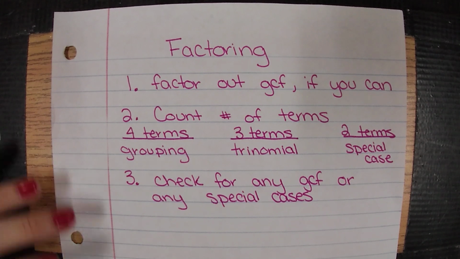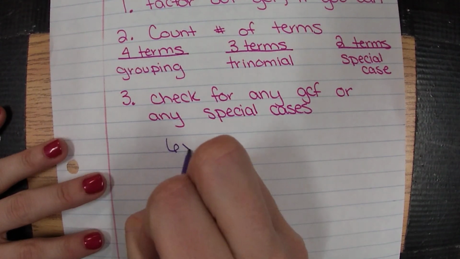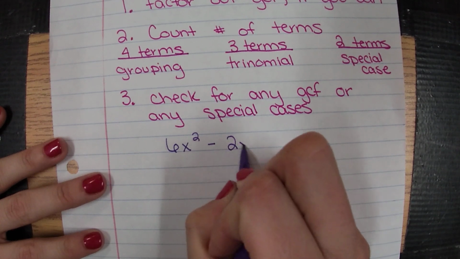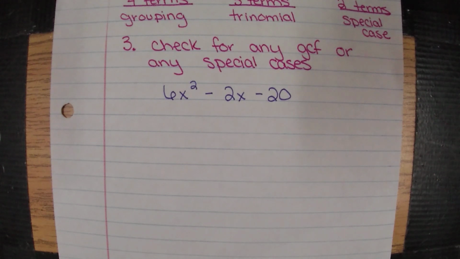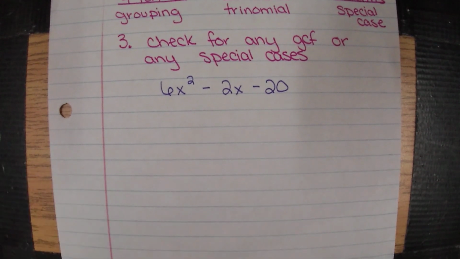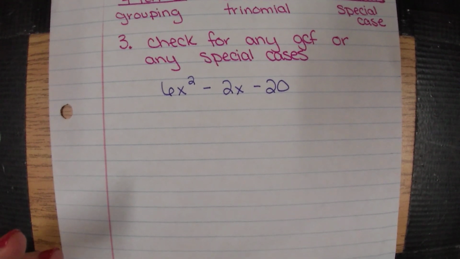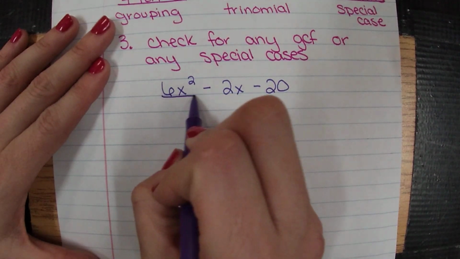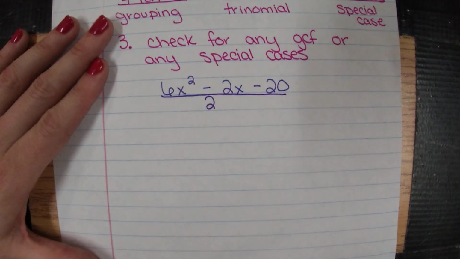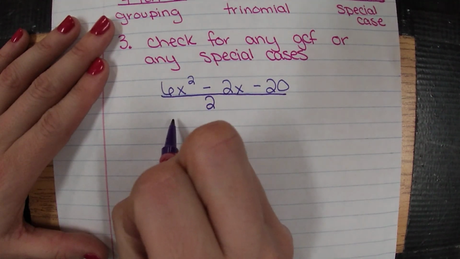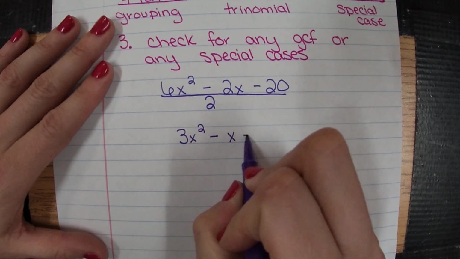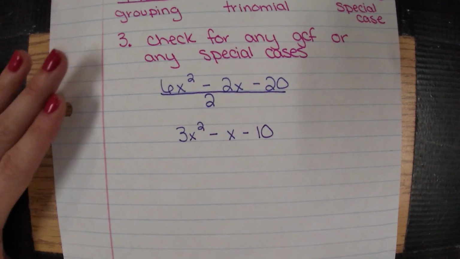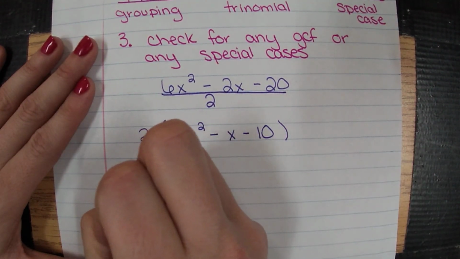So let's say we're given 6x squared minus 2x minus 20. And we really, truly want to prime factor this, right? We're factoring it as far as we can, doing all the factoring that we can. The first thing that we're going to do is ask ourselves, is there a GCF? The answer is yes, we have a GCF of 2. So I'm going to pull out that 2. So we factor that out. That will leave us with 3x squared minus x minus 10, with our GCF out in front.